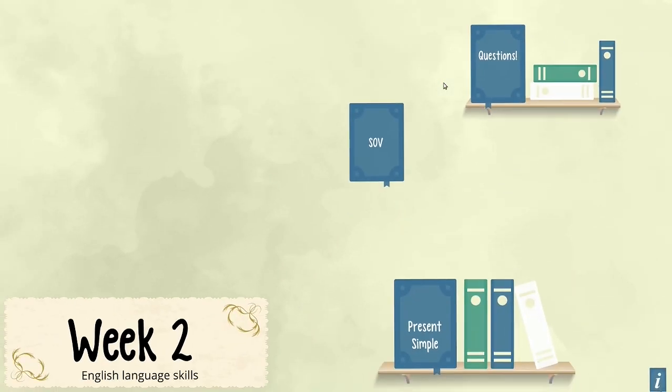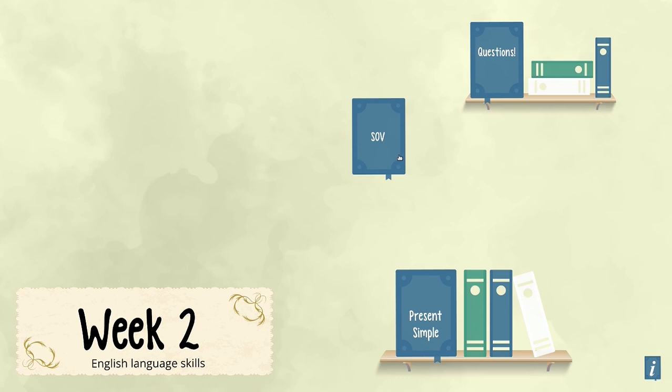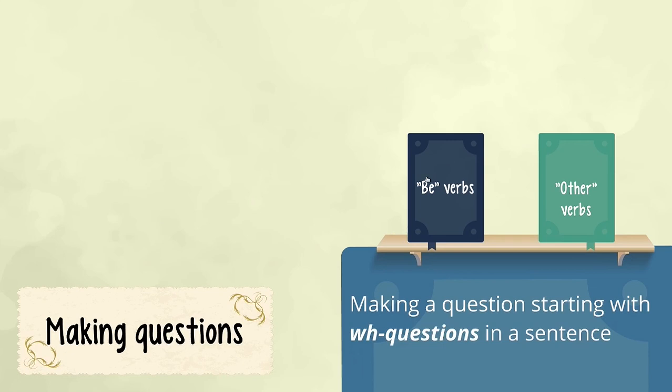Let's move to the third file. So we are done with the subject verb object. Now we are able to construct a sentence in English in the present simple. Let's go deeper and deeper with the questions file. As you can see, we have two files, and I just want to remind you that there are so many types of verbs. Today we are going to study two types of them, the be verbs and other verbs.